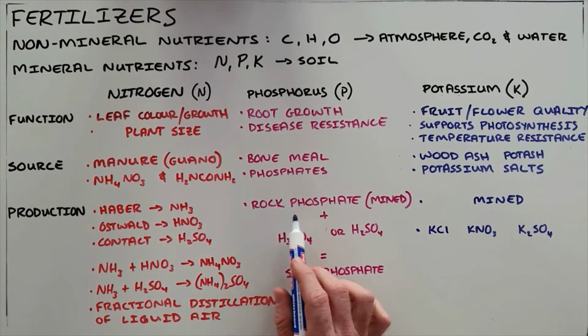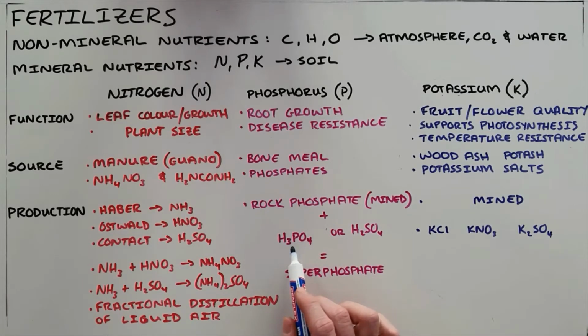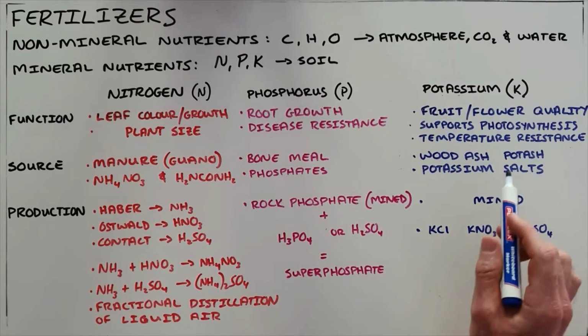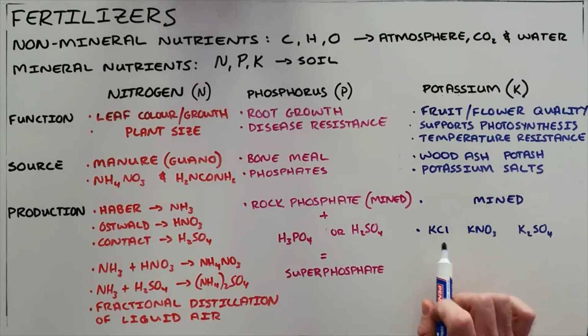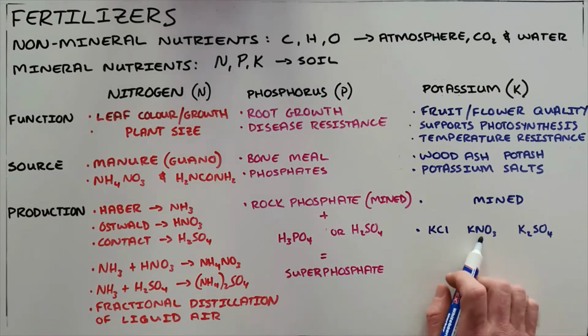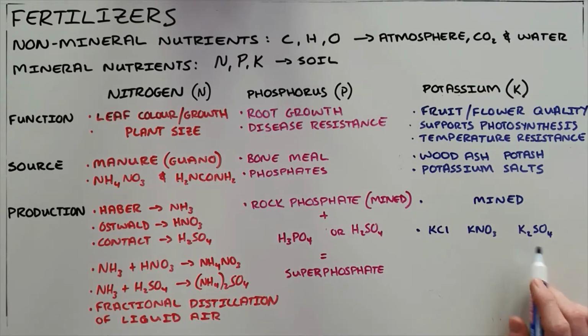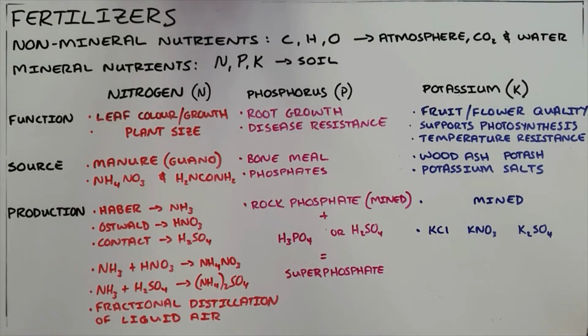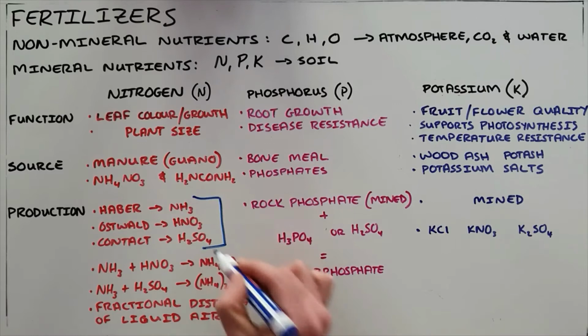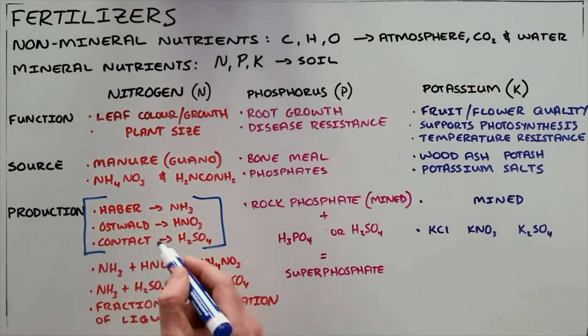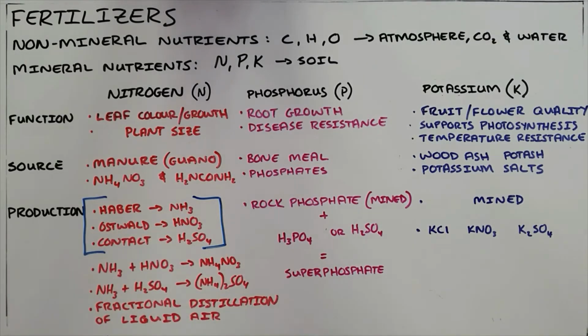Phosphorus is most often found in rock phosphates, which is combined with phosphoric acid or sulfuric acid to form a superphosphate. Potassium is most often mined, and it comes in the form of potassium chloride, potassium nitrate, or potassium sulfate. Once again, this is the theoretical component of fertilizers. There is a practical component, but what is most important is understanding these reactions that are involved in the production, because they can be used and tested in rates of reactions and chemical equilibrium.